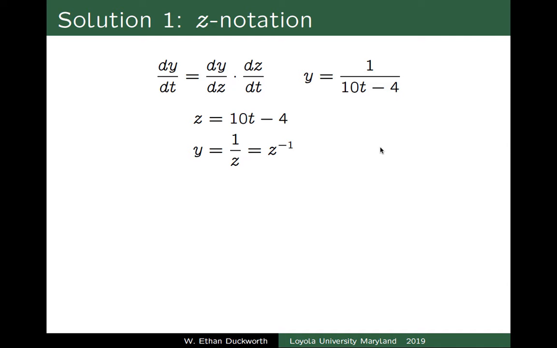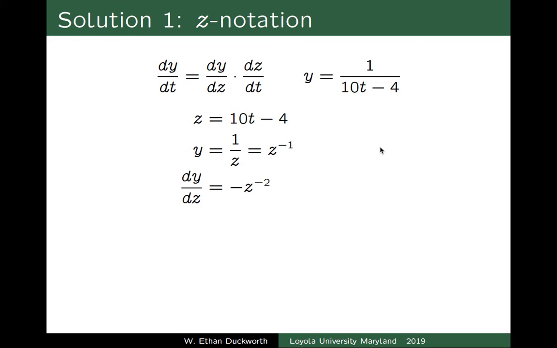Okay, so now I should find the derivative of these formulas, 10t minus 4 and z to the negative 1. Let's start with the second one. dy over dz, you should bring the power down in front. The negative 1 power comes down in front. It's a negative. And then you subtract 1 from that power. So you're left with z to the negative 2.